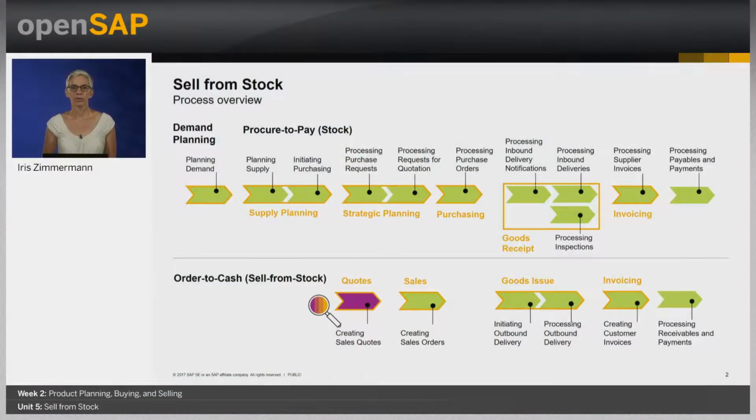Here we will focus on the order-to-cash business scenario represented on the lower part with the variant Sell from Stock that relates to inventory managed products which have to be shipped to the customer. It comprises the sales quotes, the sales order creation, goods issue processing in the warehouse, and it completes the process with customer invoicing. So let's start with the quotes.